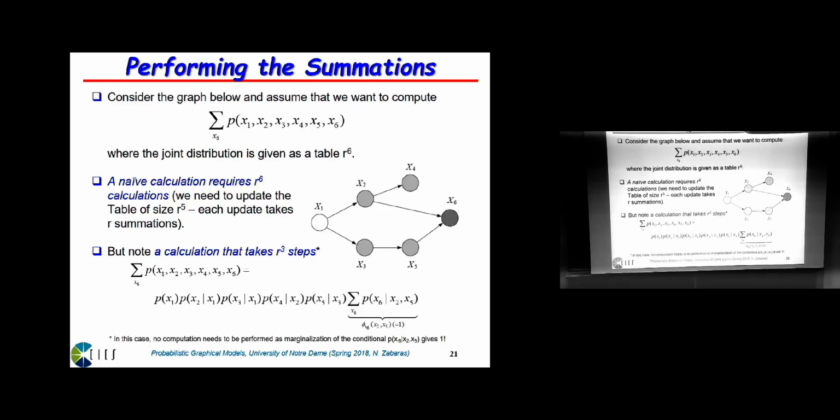Now, in general, we're going to see this soon, maybe it is not 1, let's say it's something else here. If it has 3 arguments, doing the summation will be r to the 3rd power, which is still way better than r to the 6th power. So this is what we need to take advantage of.